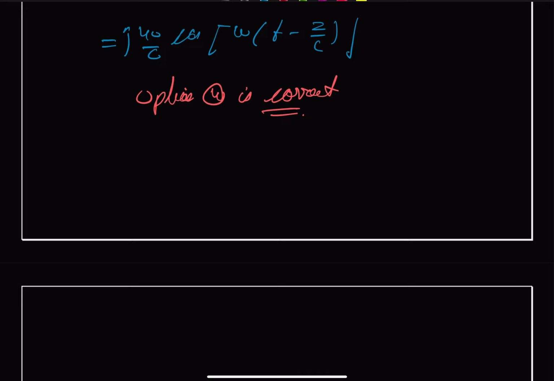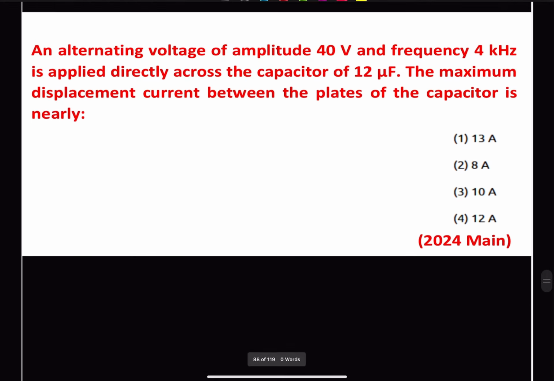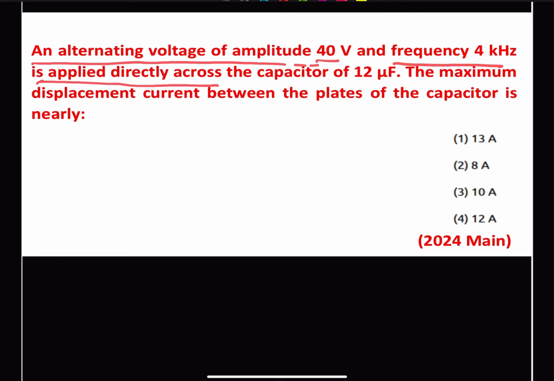Next question. It states that an alternating voltage of amplitude 40 volt and frequency 4 kHz is applied directly across a capacitor of 12 microfarad. The maximum displacement current between the plates of the capacitor is nearly.